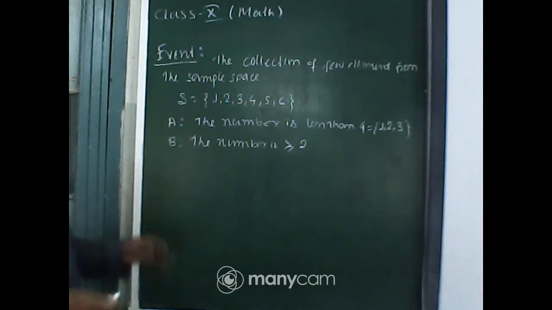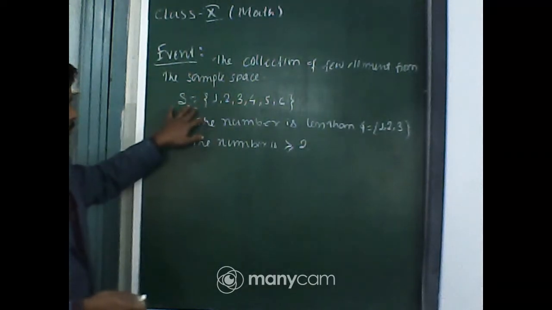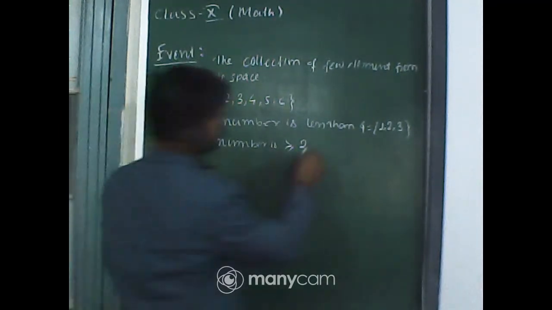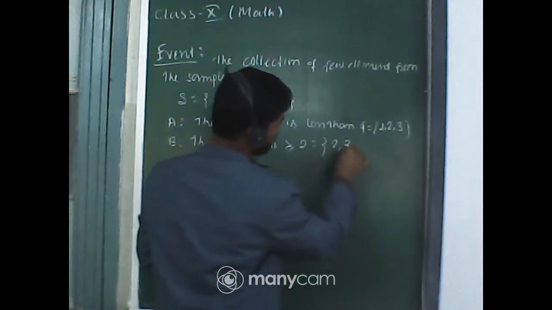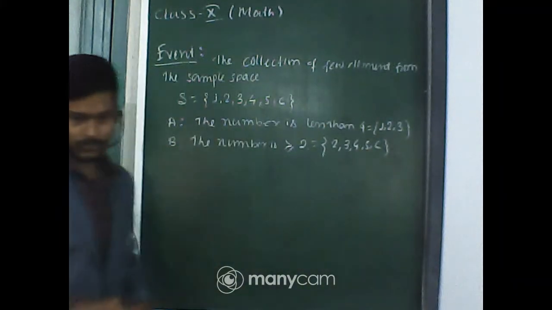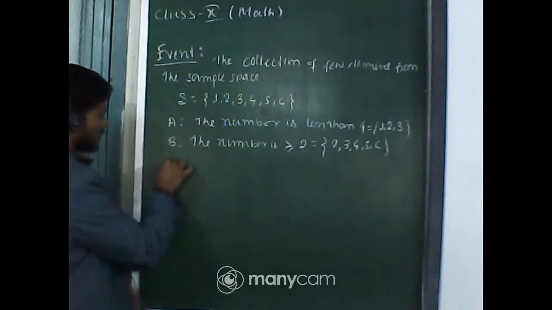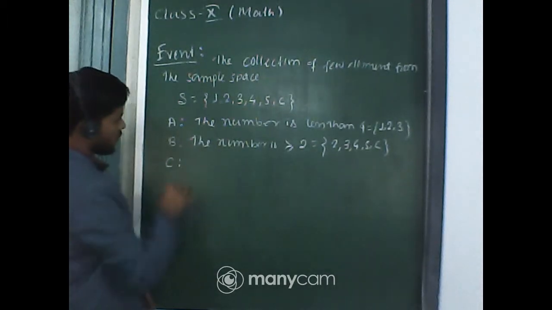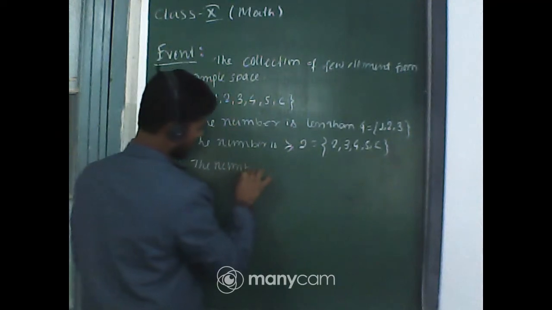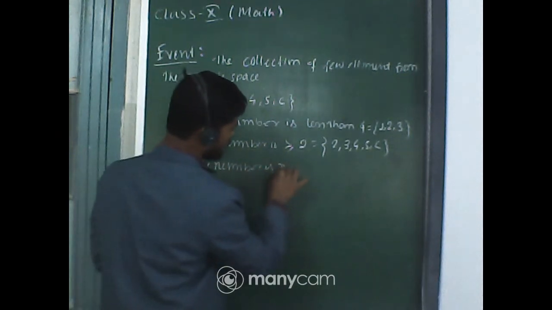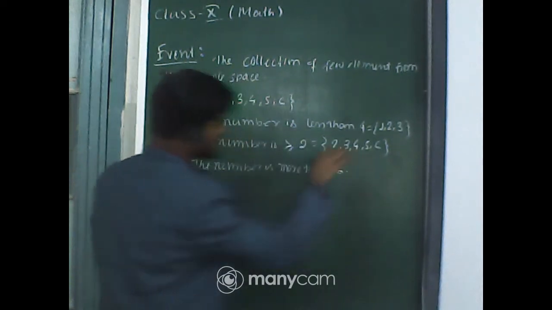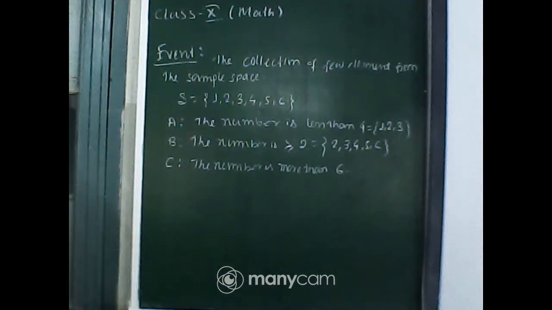So we have to write all the elements in the sample space whose value is more than or equal to 2. So the sample space will be 2, 3, 4, 5 and 6. Got it? Okay, now next, suppose C is the event that the number is more than 6. The number is more than 6.